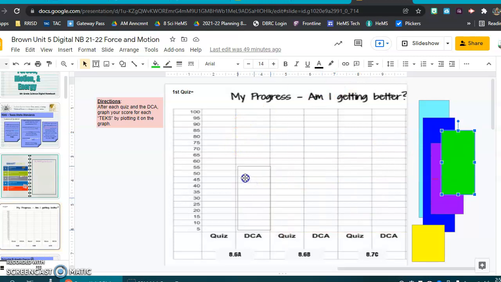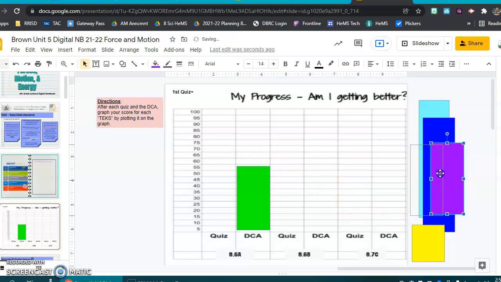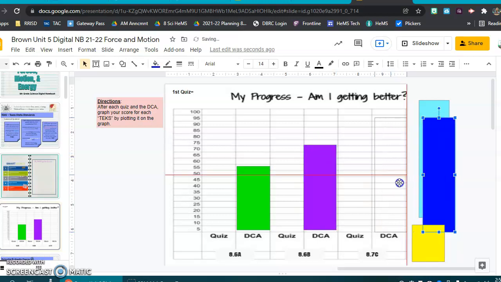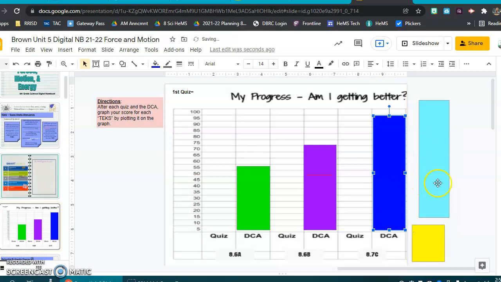So let's say I got a 55 on this TEK, and then I'm going to scrunch it up just a little. See, I'm going to kind of make that happen here. I got a 75 on this one. I was having a really good day today, and I got a 95 on this TEK. So these are the 3 TEKs that are in there when you click on that drop-down menu.